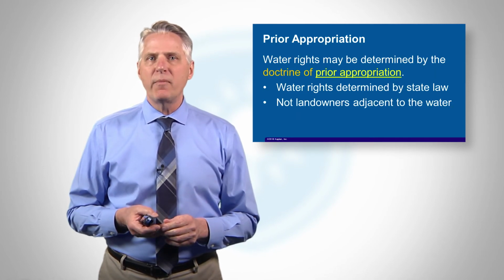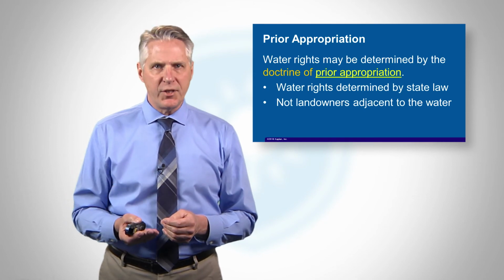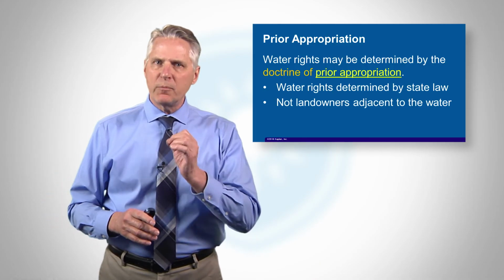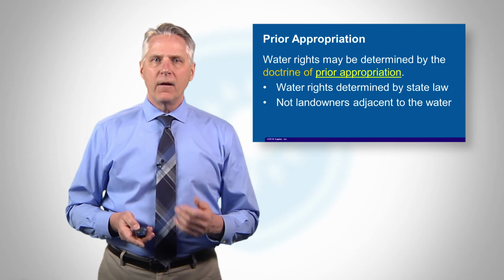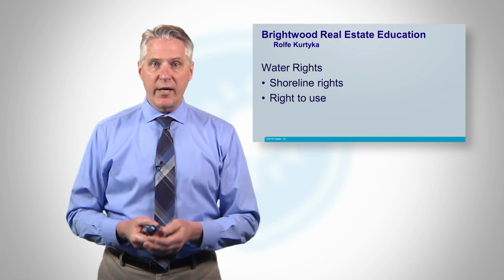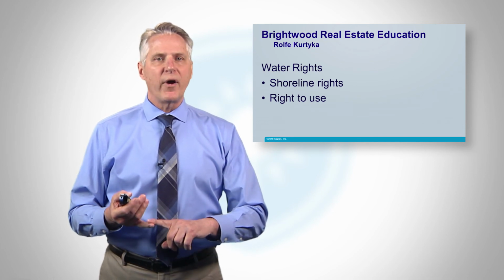Now in arid states, you might hear the term prior appropriation. Water rights may be determined by the doctrine of prior appropriation, especially in arid states. In this case, prior appropriation means the water rights are determined by state law. The water rights aren't determined by the landowner adjacent to the water. Now we're going to have another video that's just about prior appropriation. All right? But for now, that wraps up our conversation on water rights. We've got shoreline rights and right to use.